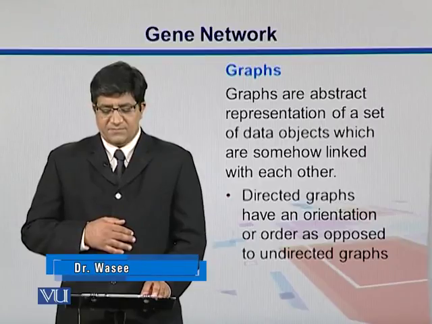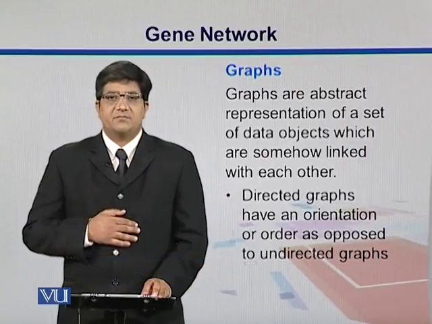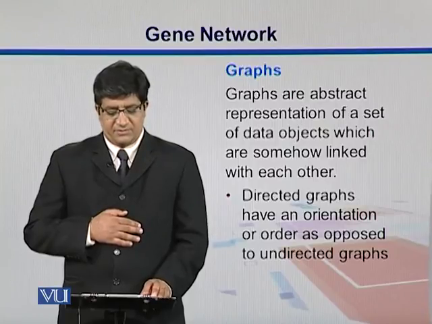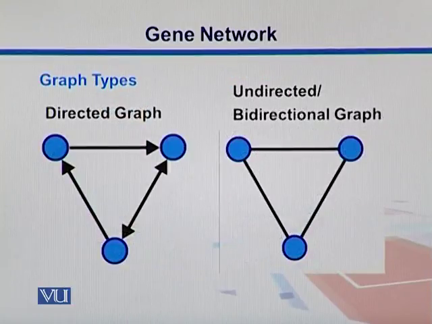And directed graphs have orientations, as compared to undirected or non-directed graphs, which don't have orientations or directions. Here are the directed graphs. So we see the directions. We have, for example, this gene A to B, there is a direction. Then we have B to C, we have a bidirectional thing. So it's two-way directed. And then from this B to C, again there is a directionality.